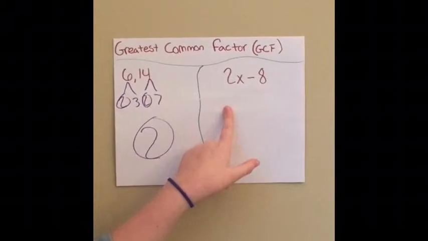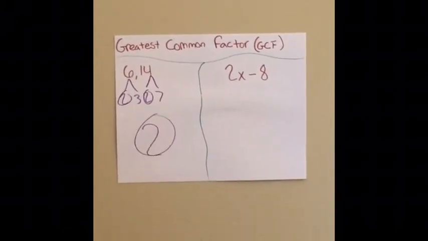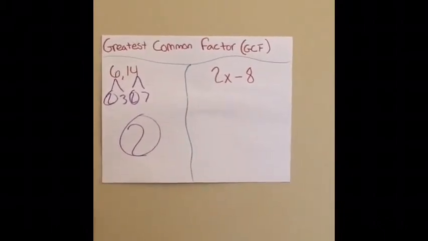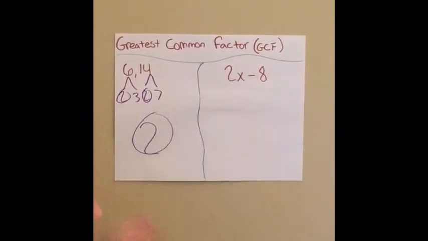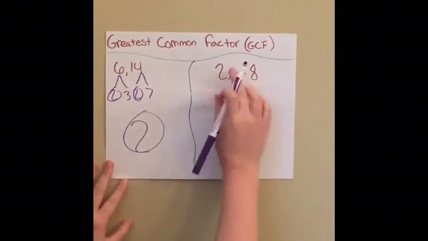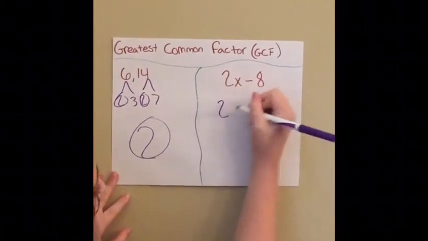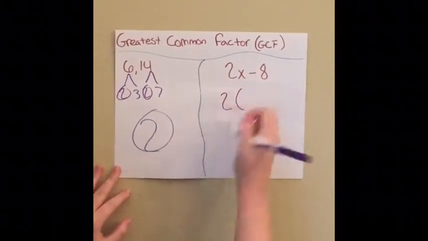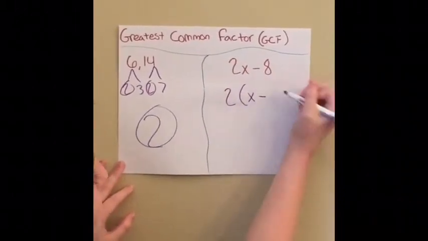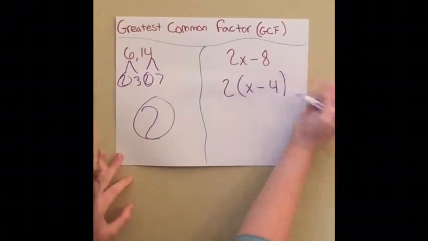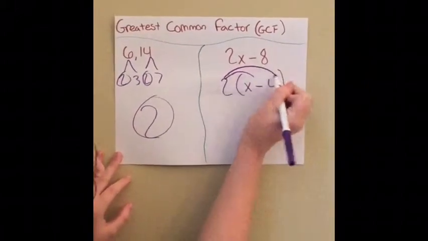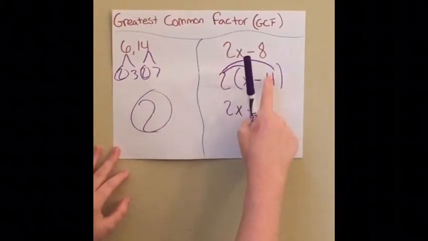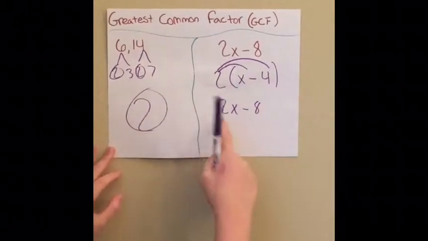So now we're going to be doing a different form of GCF. This one has a variable. So for this one, your 2 is going to go on the outside because you have to get 2x. So you're going to use your distributive property, go x minus 4. Then you'll do the distributive property, and you'll get 2 times x is 2x, and 2 times negative 4 is negative 8. Same problem.